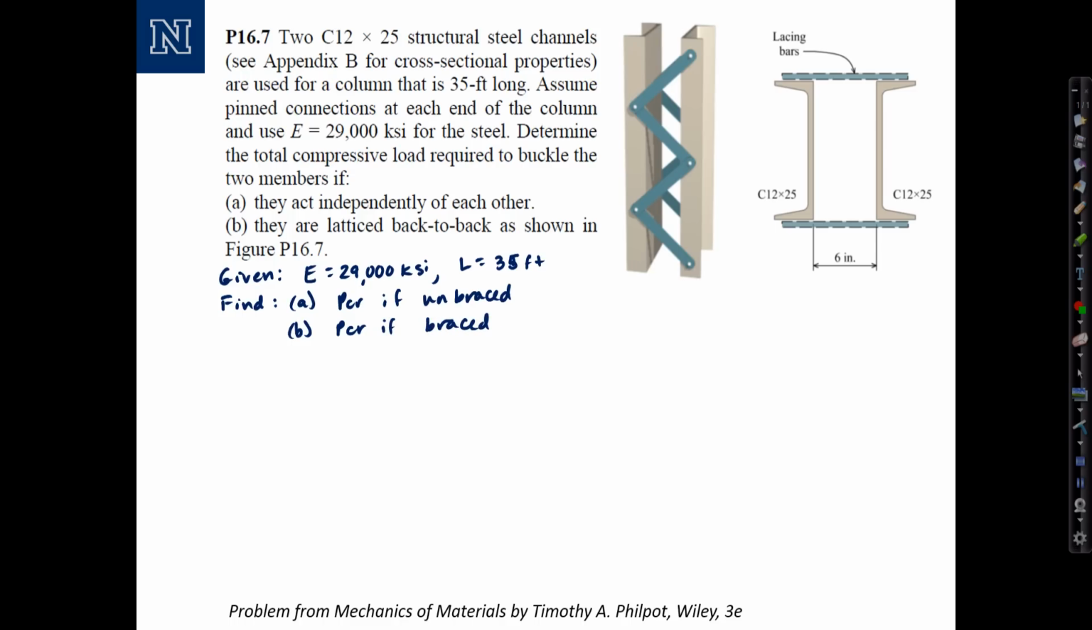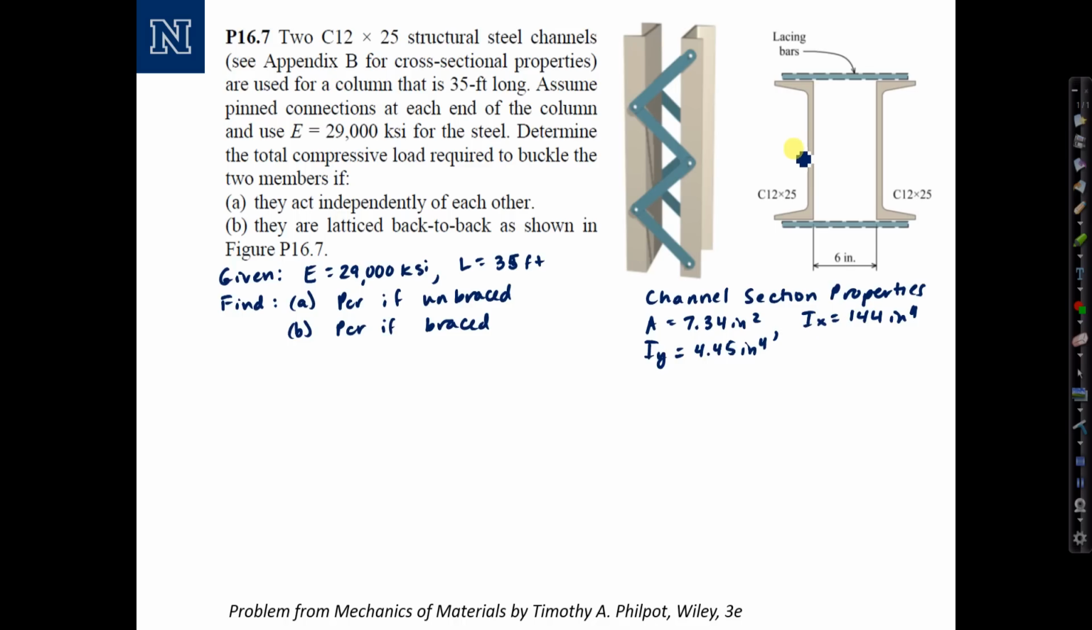Okay, if you go to Appendix B in your book, you look up the cross-sectional properties for just the channel itself, and I will simply write the result. You can go to your Appendix B of your text and verify. The cross-sectional area is 7.34 inches squared. Moment of inertia Ix equals 144 inches to the fourth, and moment of inertia Iy equals 4.45 inches to the fourth.